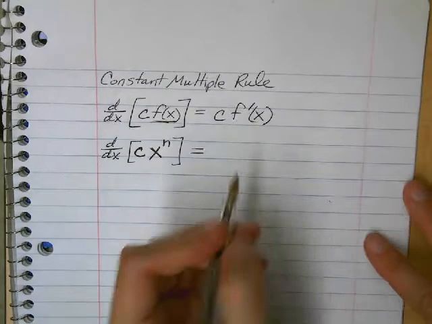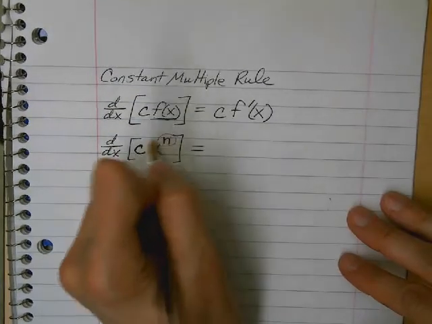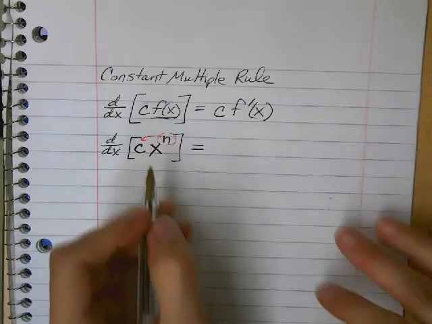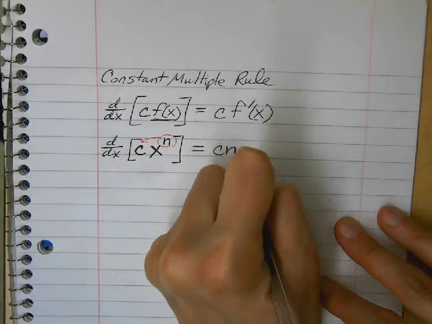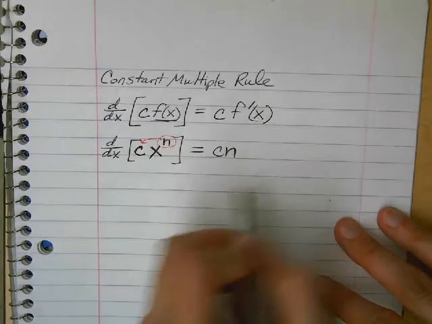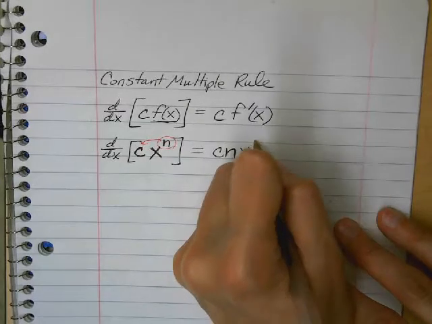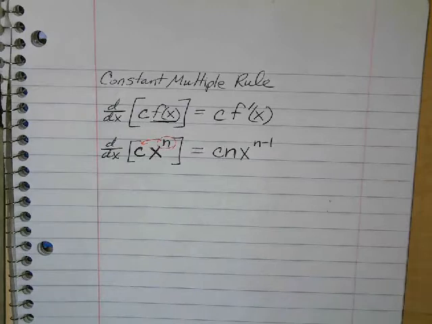Well, it's the same way. Like we were talking about on the previous page, you bring that n to the front. So it'll be c times n. That constant in the front just gets multiplied by that power that you bring forward. And then we said you're going to subtract 1 from the power. That's the process of how you do it.